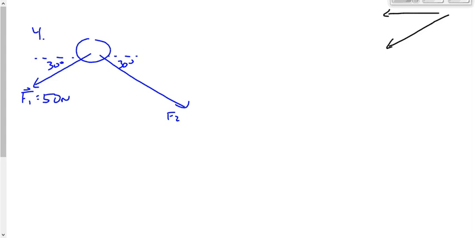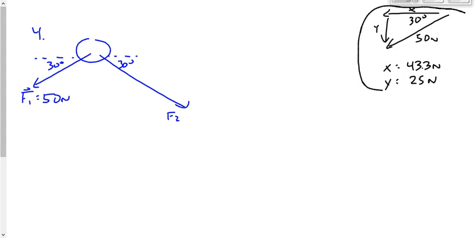This is X, and this is Y. This is 30 degrees. If I want to find the X component, it's the adjacent side of the triangle, so I'm going to use the cosine trig function. 50 cosine 30 gives me 43.3 newtons. And I'm going to find the Y component using the sine function because it's the opposite side, gives me 25 newtons. There's one of my vectors off to the side there.